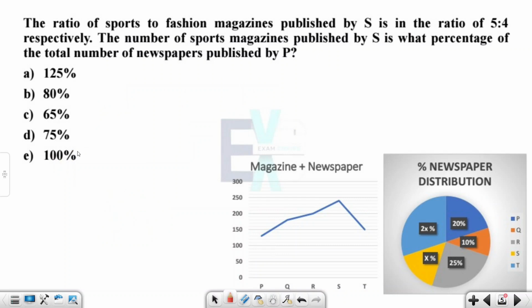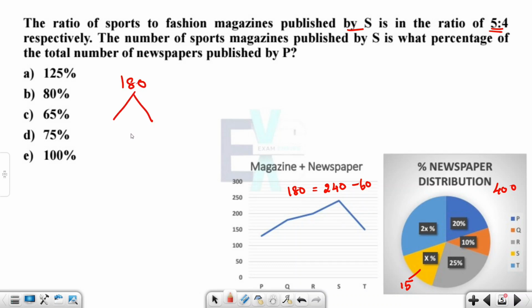Next one. The ratio of sports to fashion magazines produced by S is 5 is to 4. Totally, how many magazines and newspapers? 240. So in that, you already know this is 15 percentage. What is 15 percentage of 400? Which is 60. So out of 240, 60 are newspapers, so the remaining 180 are magazines.